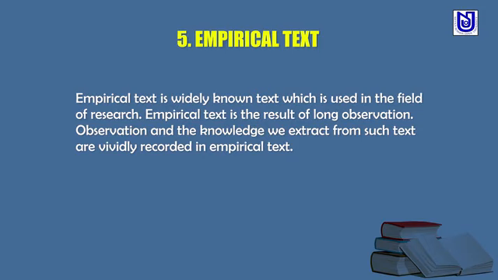Most of the social science researchers use empirical text in their field survey, in their ethnographic studies, in their observation. These kinds of texts are very much helpful in social science research. Not only social science research, it is helpful for all kinds of research.